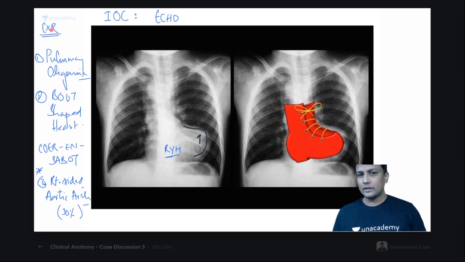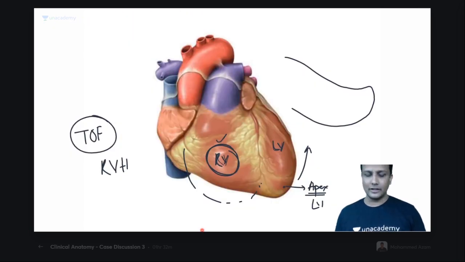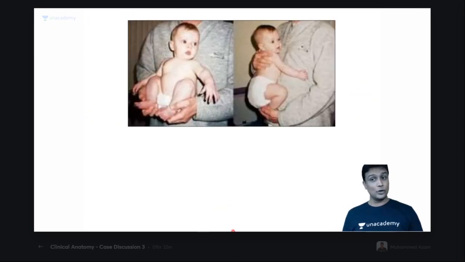And the chest X-ray, what are the features of this one? Yes, pulmonary oligemia, blacker lungs, boot-shaped heart. Why? Because the apex of the heart is upturned because of right ventricular hypertrophy, coeur en sabot, and then right-sided aortic arch seen in 30% of the patients, not all of them. But remember, chest X-ray is not the investigation of choice. Investigation of choice will be echocardiography. And after that, my dear friends, the last and final thing I told you about the squatting episodes, even that is the word that will be used in the clinical cases.